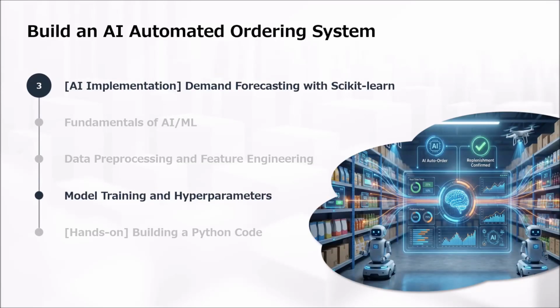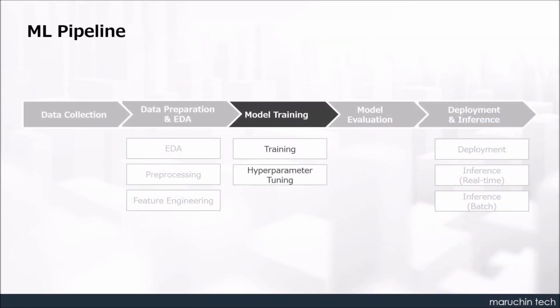Next, I would like to introduce model training and hyperparameters. In the previous chapter, we explained data pre-processing and feature engineering. Now, we move on to model training, where we actually educate the model using that data. In the model training phase, we feed our prepared data into an algorithm. The algorithm learns from it to create a final model capable of performing tasks like prediction or classification.